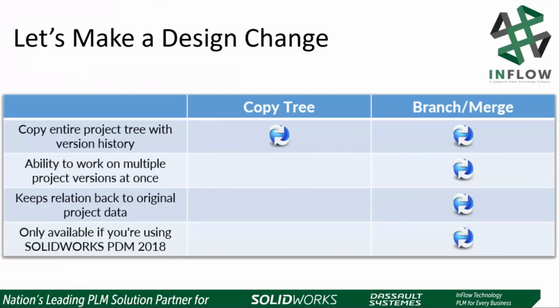Does keep that relational data back to the original project data. So like I said, you can tie it back to the original and make it your Rev A, your Rev B, your version B. Do all of that with branch and merge versus copy tree. You can't do that. You have to relink the references.